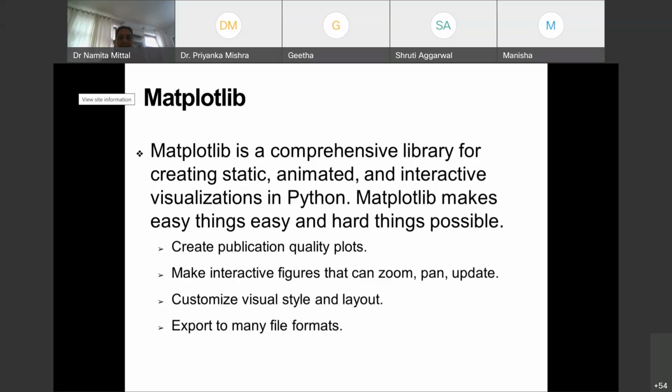So create publication quality plots. Make interactive figures that can zoom, pan, update. We can even zoom it, pan it, update it. Customize visual style and layout. Export to many file formats. We can import the data and the visuals can be exported again, maybe to JPEG as we have made it, or made in some other format, and we can export it to the concerned person.